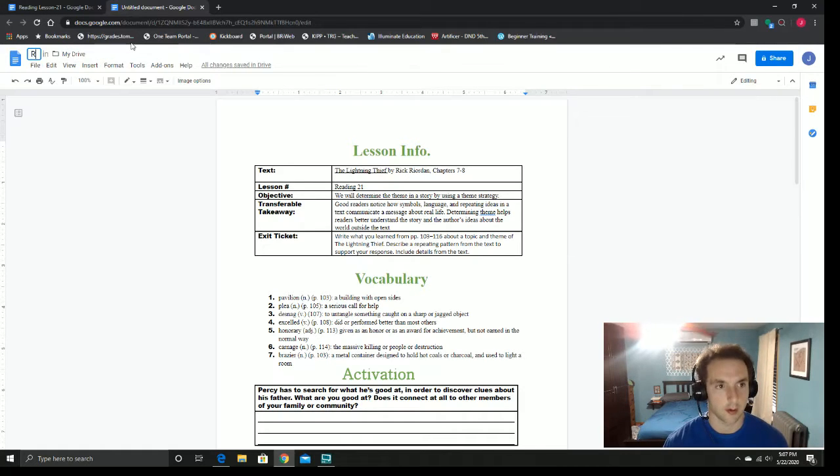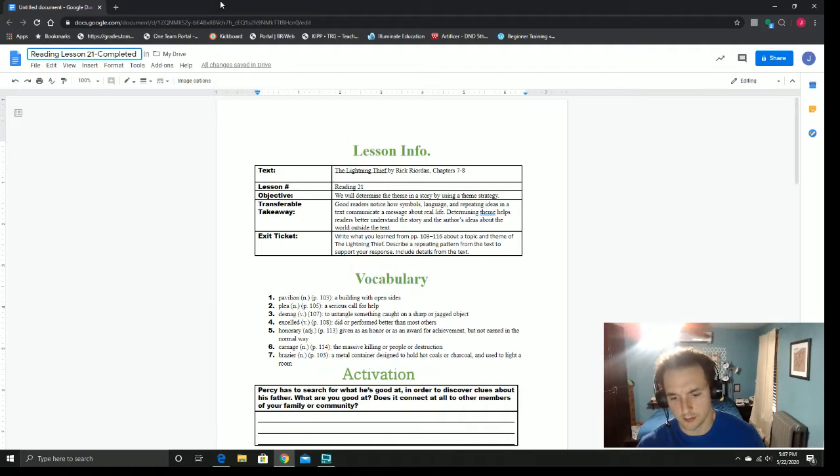Sorry, I just got to type this out. Reading lesson 21. This is going to be the completed text. This is the non-completed text. We read themes, novels and books because we learn lessons about our own lives, our own people, and work to make our lives better. That's why we read stories, so being able to figure out a theme is very, very important as a good reader.